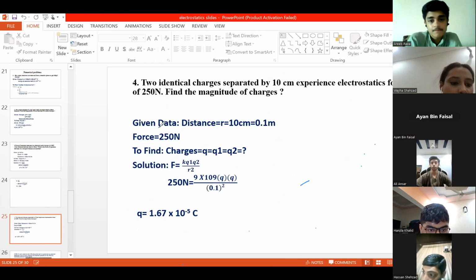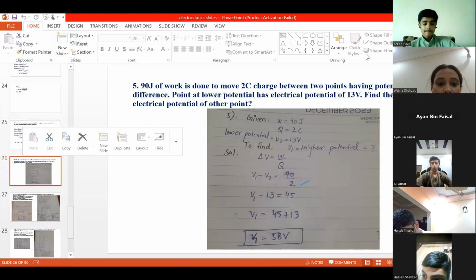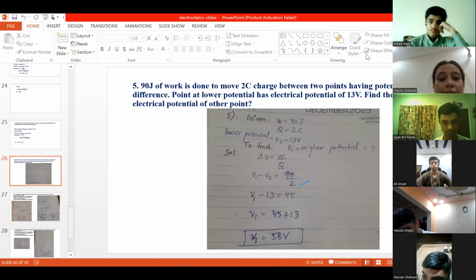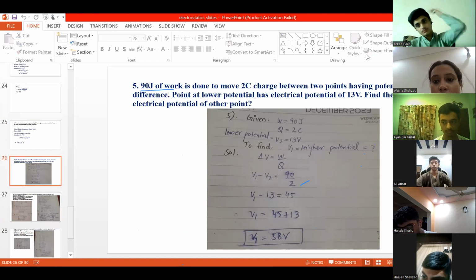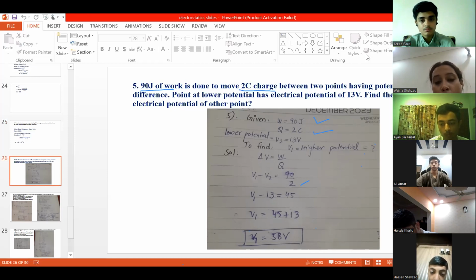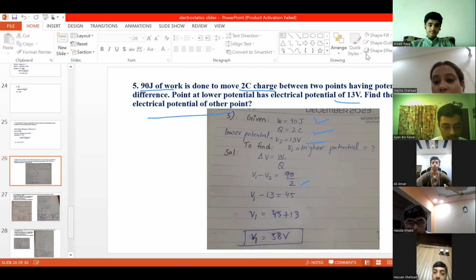Then see problem number 5. 90 joule of work done to move a 2 coulomb charge between 2 points having a potential difference. The point at lower potential has electrical potential of 13 volts. So always keep the lower potential as V2, or suppose it as VB. Find the electric potential of the other point. It means we have to find the electric potential at the higher point, which is V1.